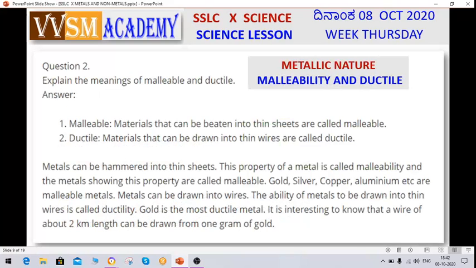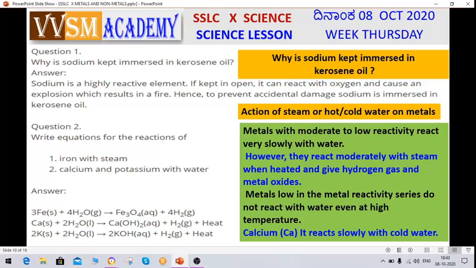Question number 2. Explain the meanings of malleable and ductile. Generally, metals have the nature of malleability and ductility. Malleability means that any metal can be beaten into thin sheets. That's called malleability. Coming to ductility, ductile metals can be drawn into thin wires. You can see the copper wires, silver wires, etc.